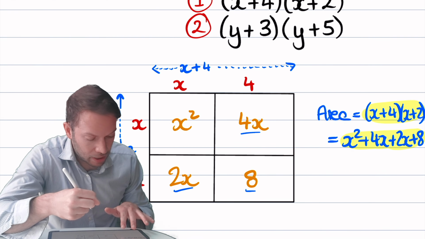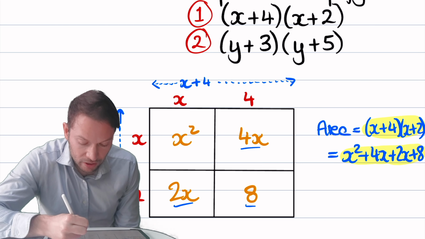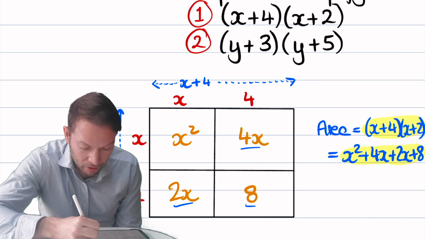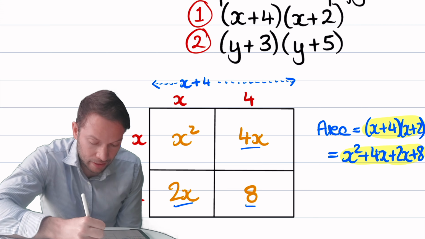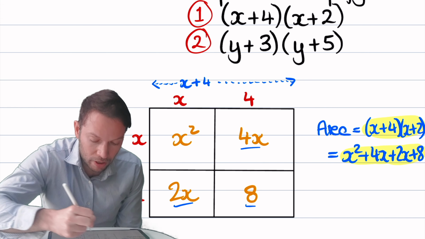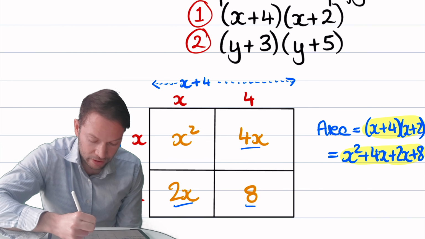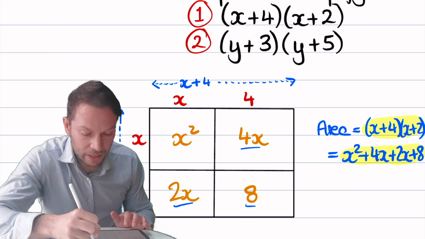So another way of thinking about it is that in order to find the area, we can do this x multiplied by each of the things in this x plus 4 here. So the x times by the x and the x times by the 4. And then we've got to do this 2 times by the x and the 2 times the 4 to get these areas here. So that's how we're going to do it.